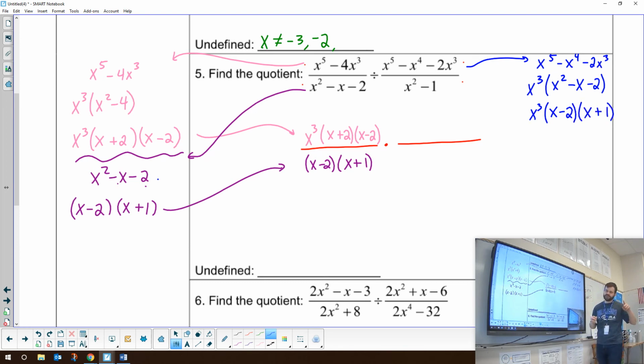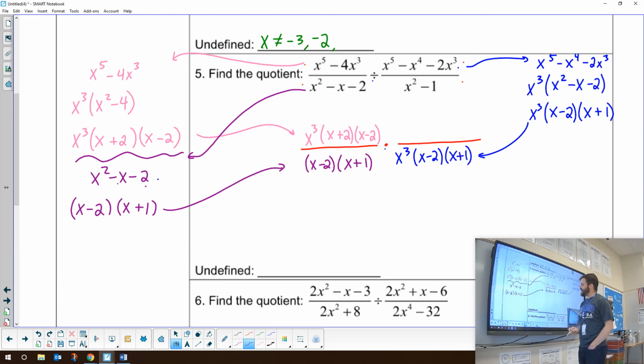All right, here's where we have to pause and think. Where is this going to go? It started on the top here, but we were dividing and now we're multiplying. So we are going to flip it, and it's now going to go back on the bottom. So I'm going to rewrite this over here. On the bottom, we're going to write x cubed times x minus 2 times x plus 1.